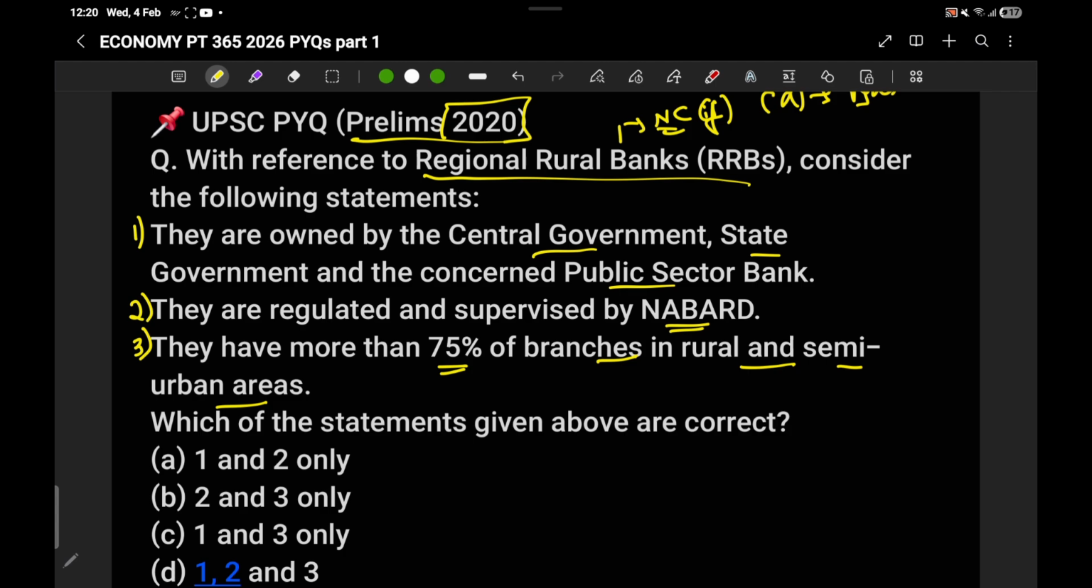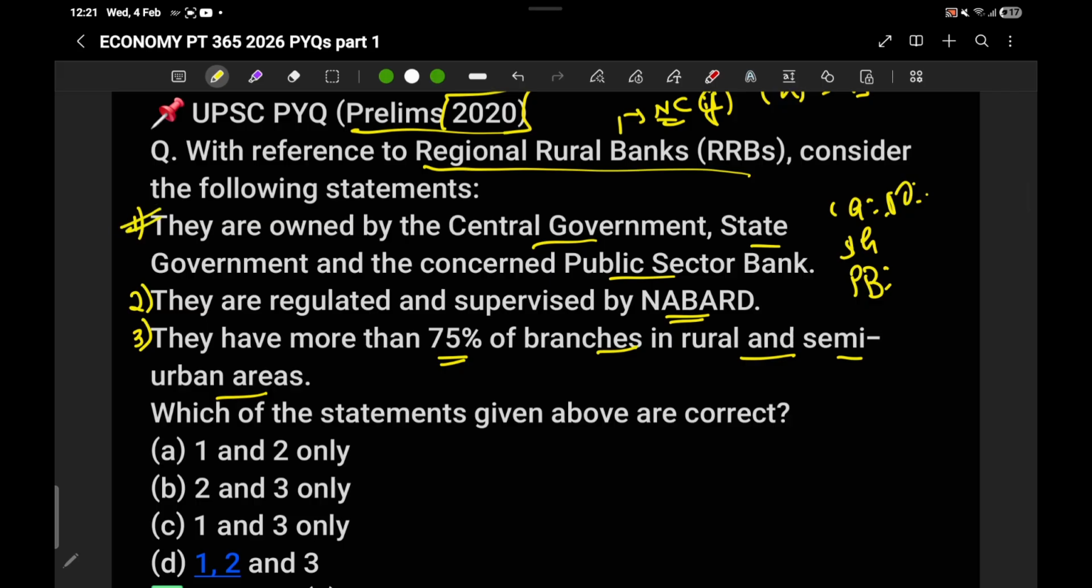Okay, so we'll identify the wrong one so that we can eliminate easily. They are owned by the central government, state government, and concerned public sector bank. Yes, we have learned this yesterday. Central government 50% and all the ratios we have learned, right? State government and public bank is having separate holding, the sponsor bank, right? So statement 1 is correct.